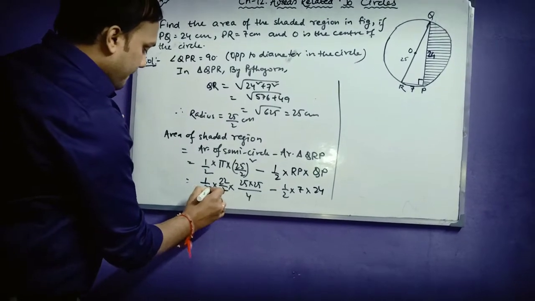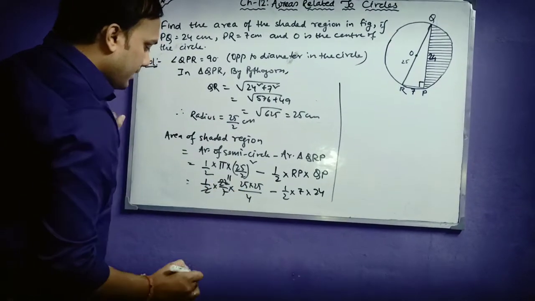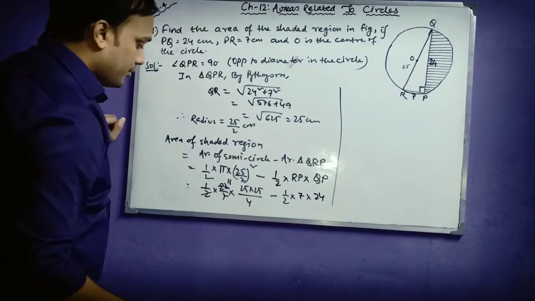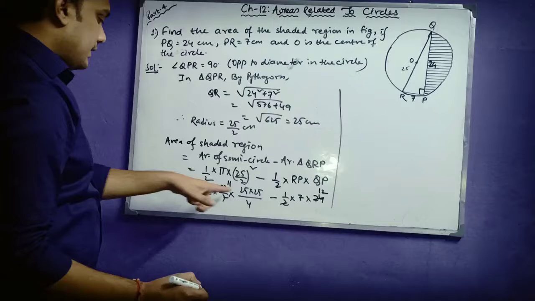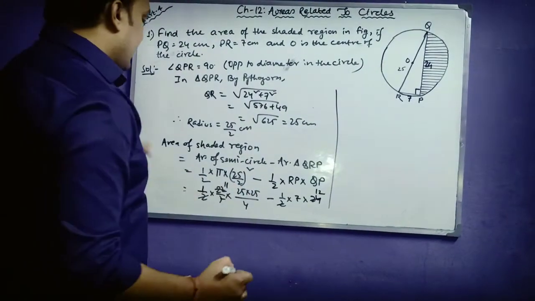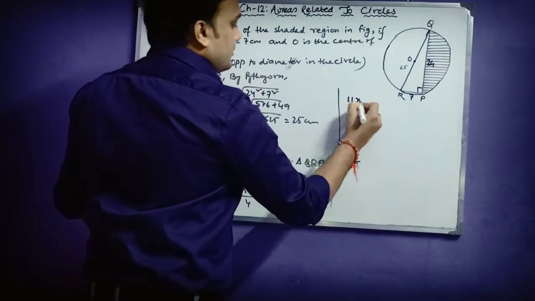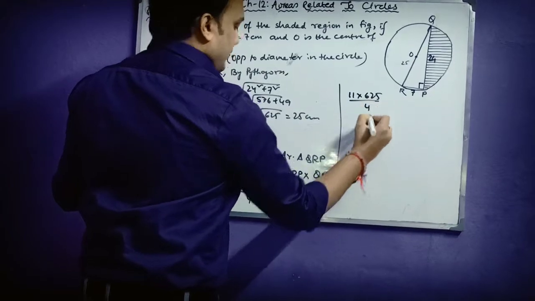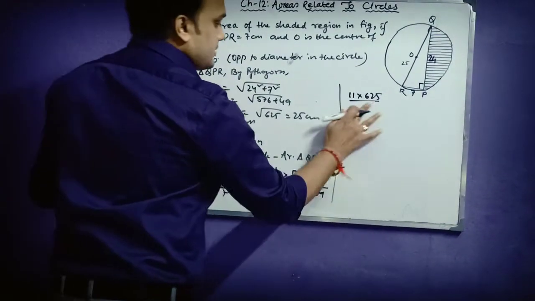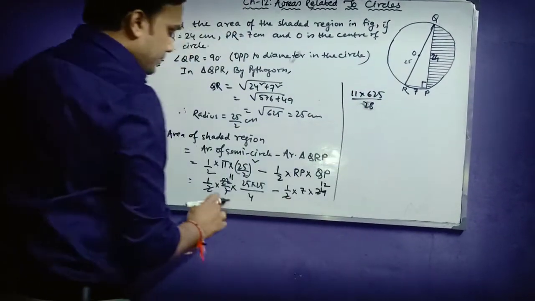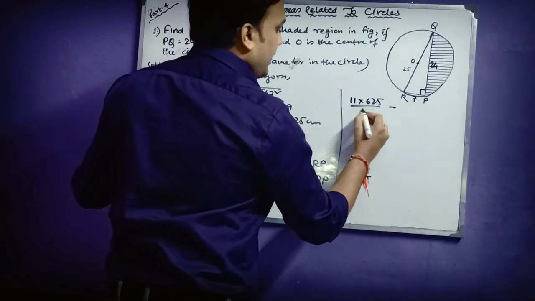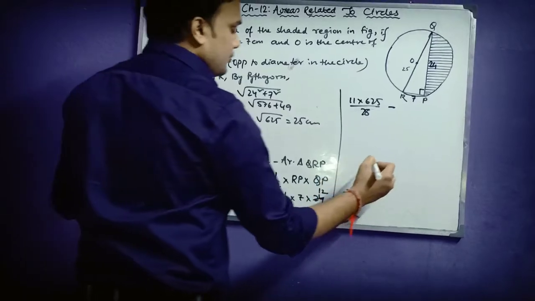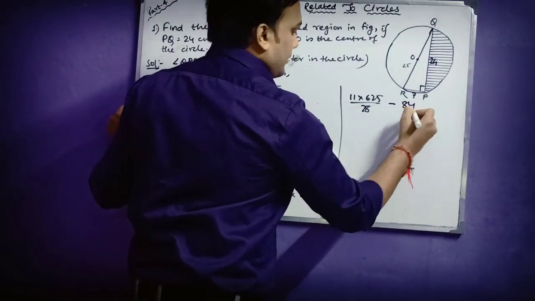It will be 11 here. Now I cannot reduce this fraction anymore, but I can reduce here. It will be 12. So we are getting 11 into 625 by 28, because I have one more 7 here, minus 7 into 12, that means 84.